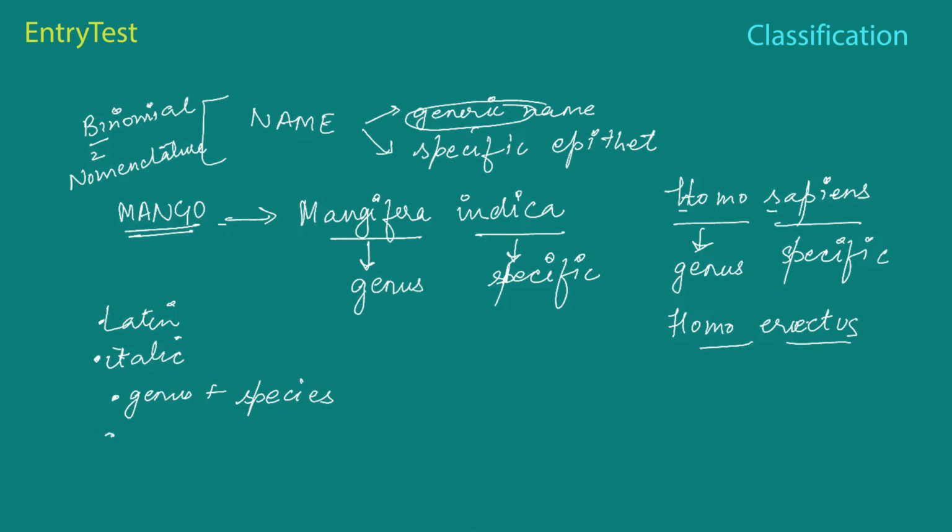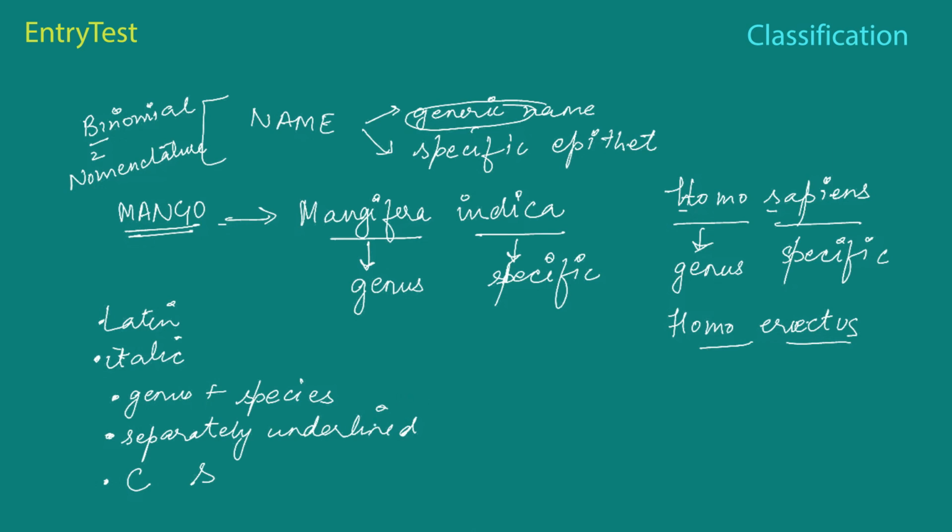Both of the words are separately underlined. If you want to underline them, it has to be separate. Separately underlined or printed in italics. The first word starts with a capital letter and the second word starts with a small letter. So that is how you basically have to name.